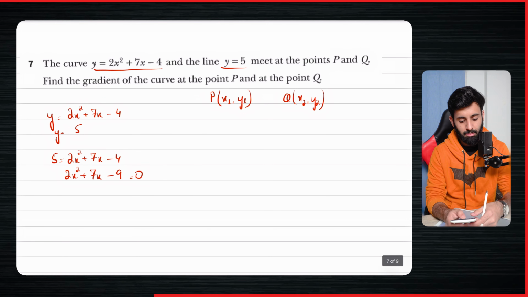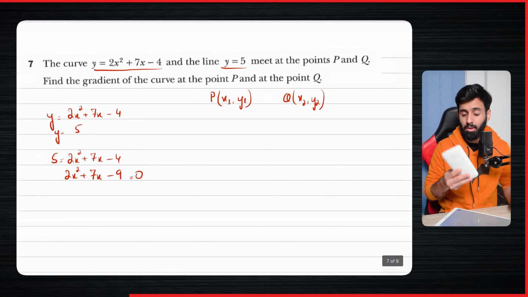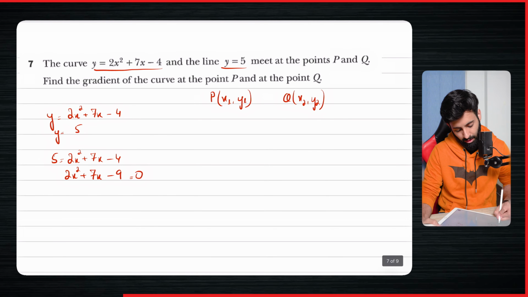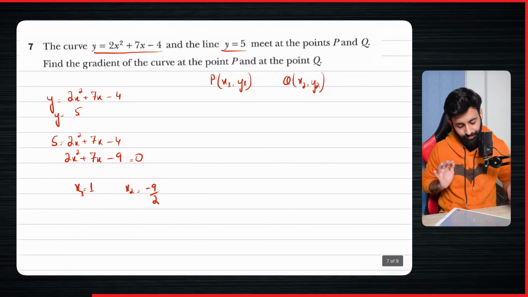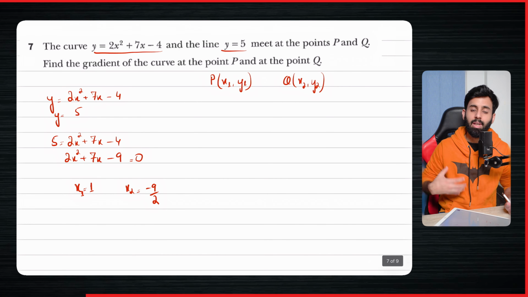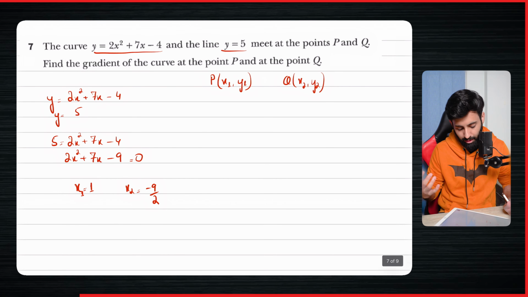Now, to save some time, I am going to use the polynomial feature in the calculator. I have a video on it, so make sure to check it out so that you know exactly how to get the most out of whatever calculator you're using. So x equals 1 is one value, you can call it x1, and x2 is another value, which is minus 9 over 2. That means we now have the ingredients to find the gradient.